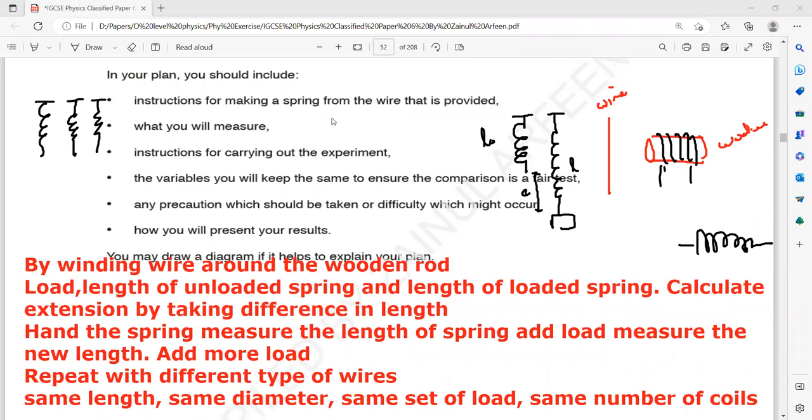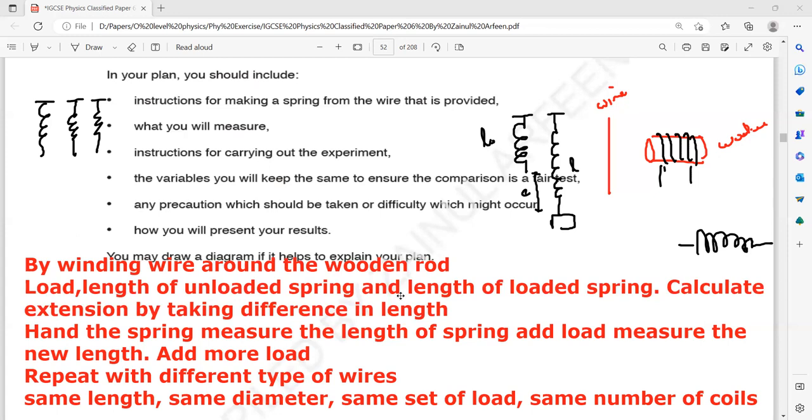Any precaution you should take, or difficulty? So what precaution should we take whenever we are doing this experiment? Look perpendicular to the scale to avoid parallax error, or measure the length when the spring stops vibrating. Or when we add a load, maybe the clamp or the stand might topple. That is also a difficulty.